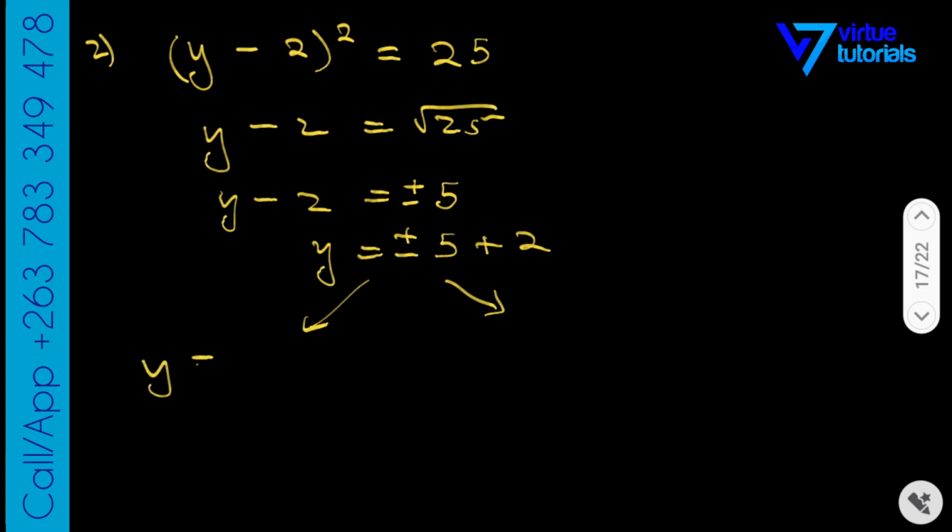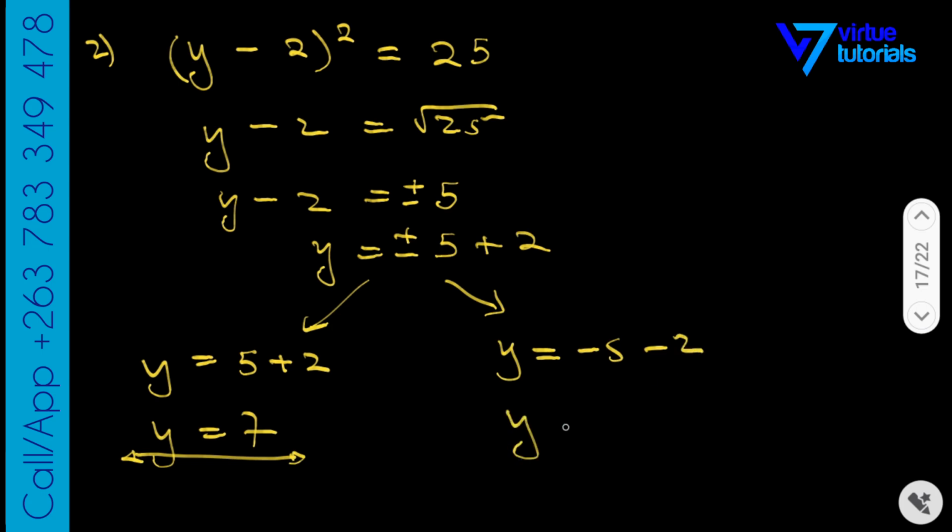So I'll have y = 5 + 2, which is y = 7. So I used the positive 5 there. And then one with a negative 5, y = −5 + 2. Oh sorry, that's a plus. So y = −3. So I have two solutions there. So this or that.